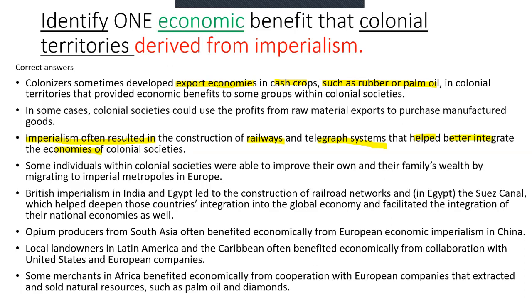I think what a lot of folks miss here is that the question is a cause and effect, and even in the description, they don't give you a cause, they don't tell you the effect. It talks about the effect here, right? Some individuals were able to improve their own family's wealth by migrating to imperial metropoles, cities. Don't love that one. This one here kind of relates to this one. But again, look at the cause and effect.